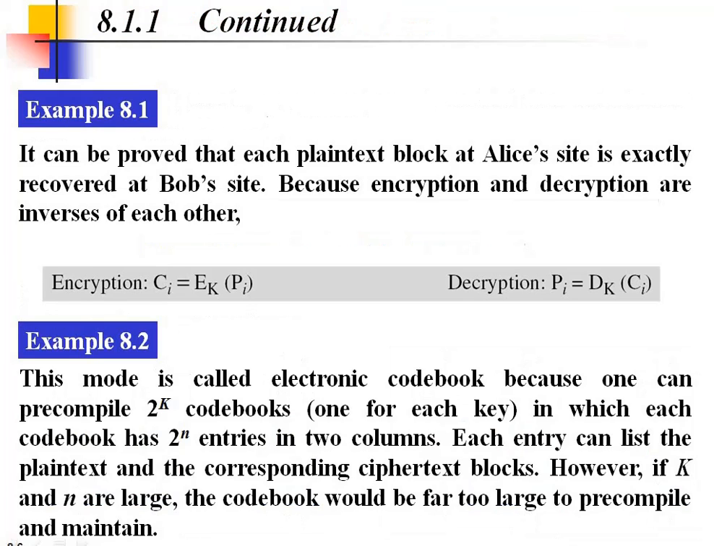In this example it can be proved that the plain text block at the Alice site is exactly recovered at the Bob site. This is because the encryption and decryption are inverse of each other. The reason why this mode is called electronic codebook is that one can pre-compile 2 to the power K codebooks, one for each key, in which each codebook has 2 to the power n entries in 2 columns. Each entry can list the plain text and the corresponding ciphertext block. However, if K and n are large, the codebook would be too large to compile and maintain.